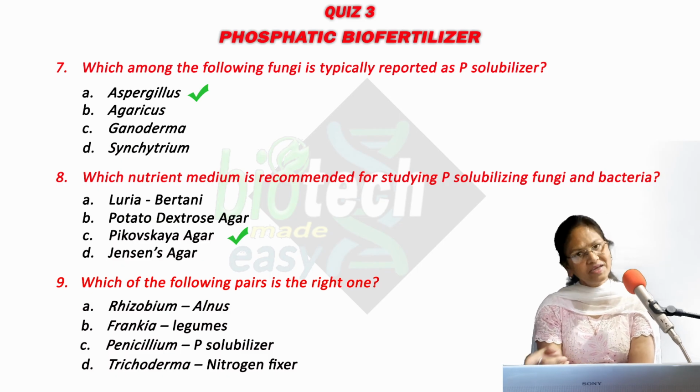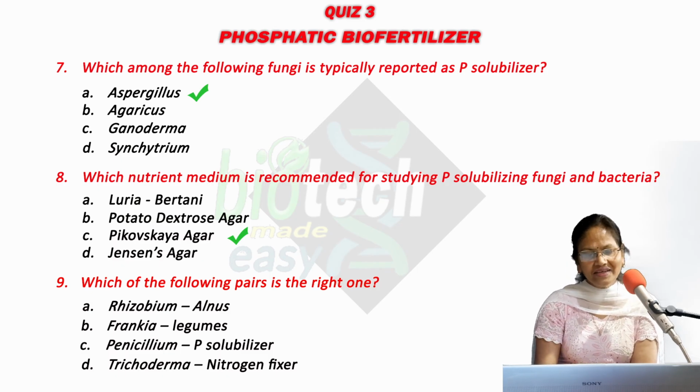Frankia legume, again no. And then there is Penicillium phosphate solubilizer. Yeah, this is the right option. As I just told you, Penicillium and Aspergillus are the two most common fungi which are used as phosphate solubilizers. So this is the right answer. And Trichoderma nitrogen fixer is again no, because Trichoderma does not fix nitrogen.